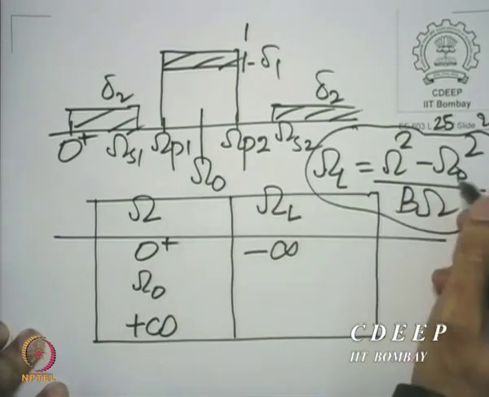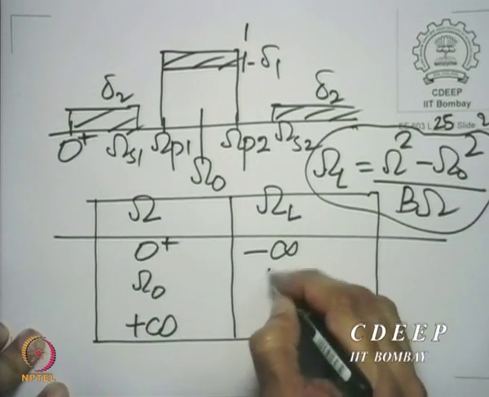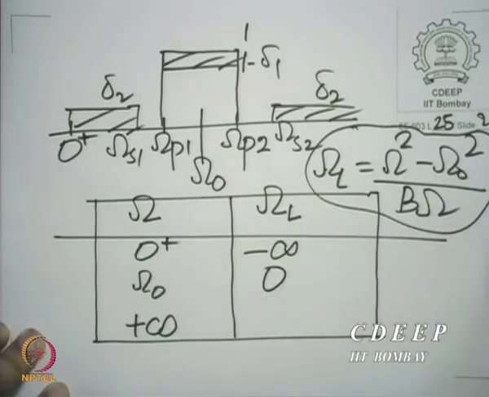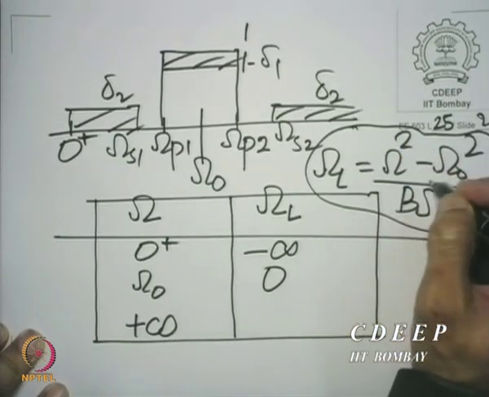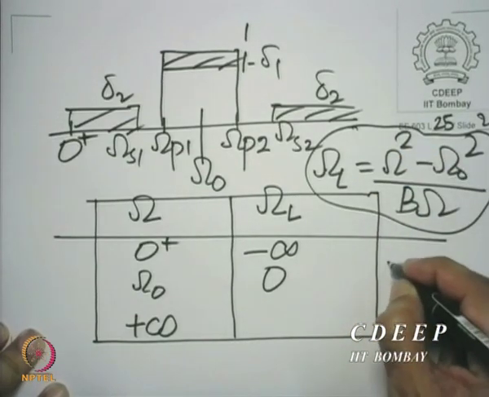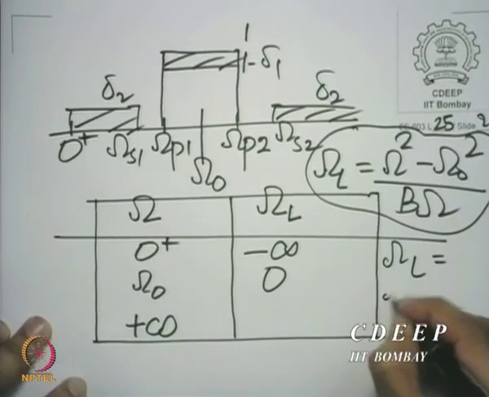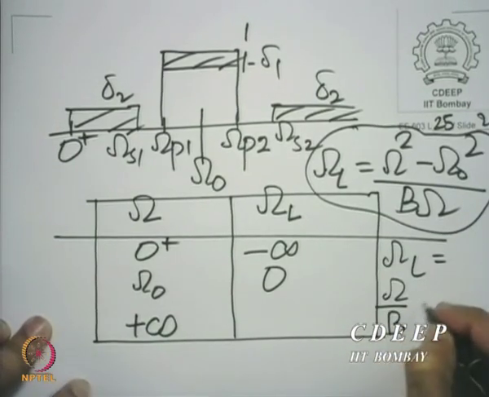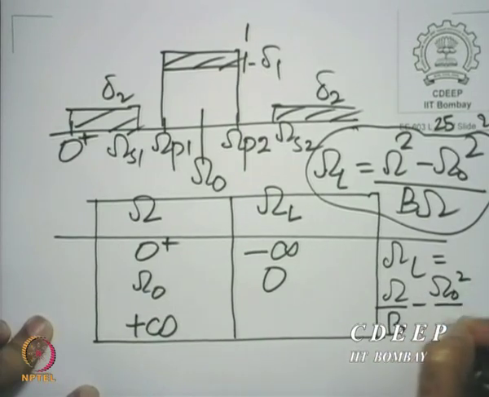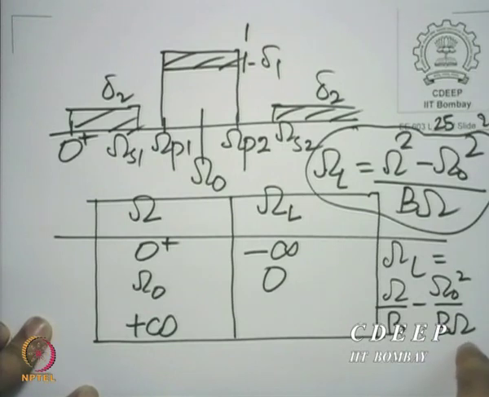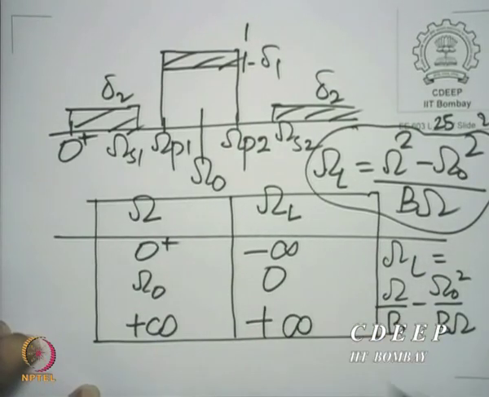What about omega naught? That is very easy to see. Omega naught maps to 0. And as you go towards plus infinity, now let us see what happens. You see, omega L can also be written as omega by b minus omega naught squared by b omega. So, as omega goes to plus infinity, this quantity goes to 0 and this quantity goes to plus infinity. Therefore, omega equal to plus infinity goes to plus infinity.